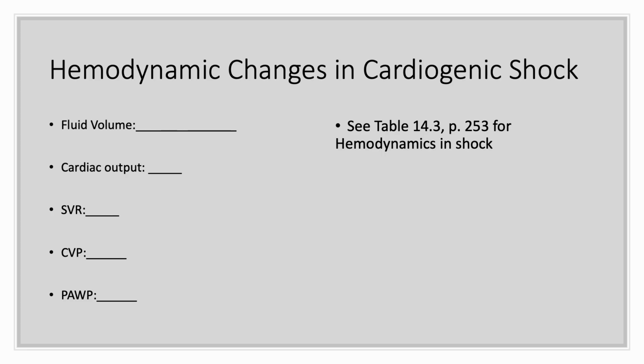The hemodynamic changes in cardiogenic shock is that your fluid volume could be normal or increased due to the compensatory mechanisms working. Your cardiac output would be decreased. Systemic vascular resistance would be increased as the body tries to maintain perfusion through vasoconstriction. CVP is increased due to the backup of blood into the venous system. Pulmonary artery wedge pressure would be increased due to left ventricular failure and pulmonary congestion.